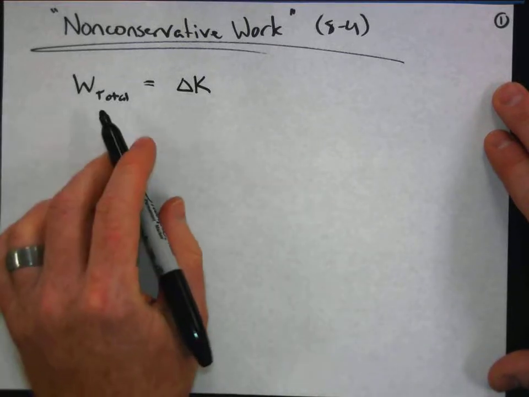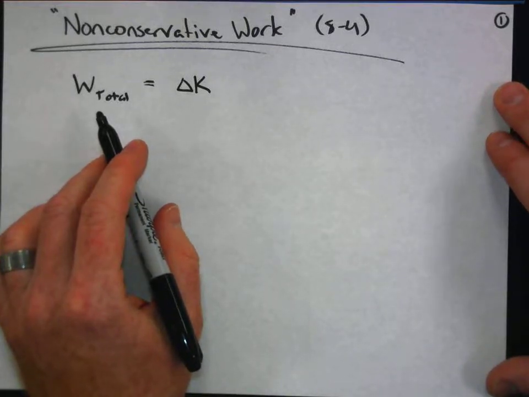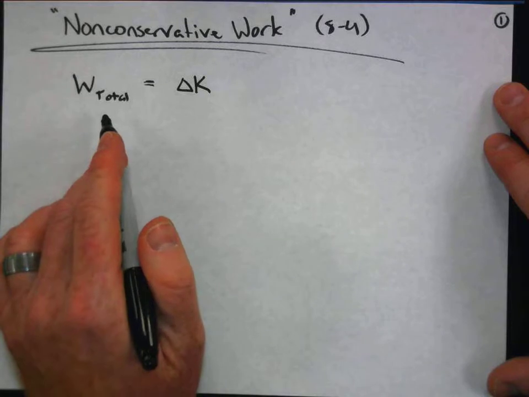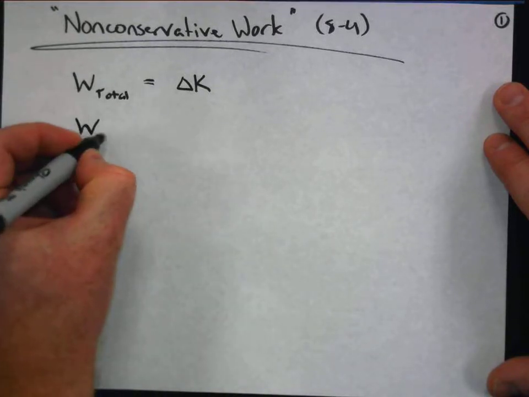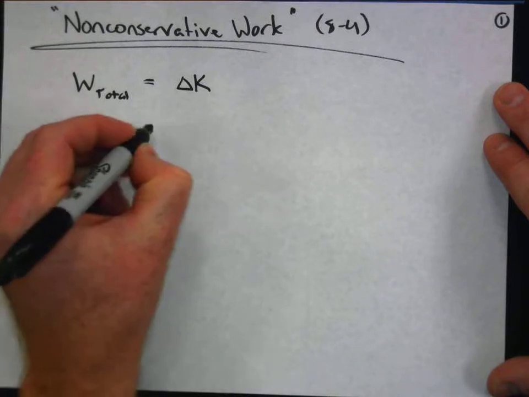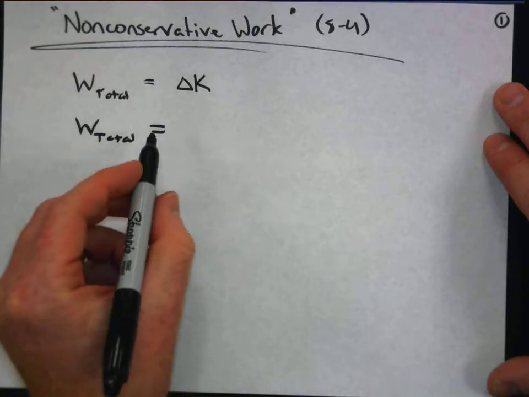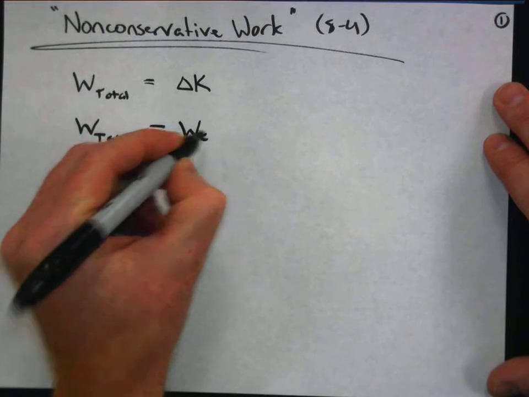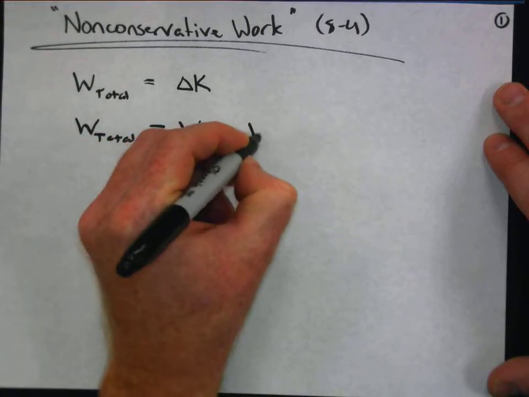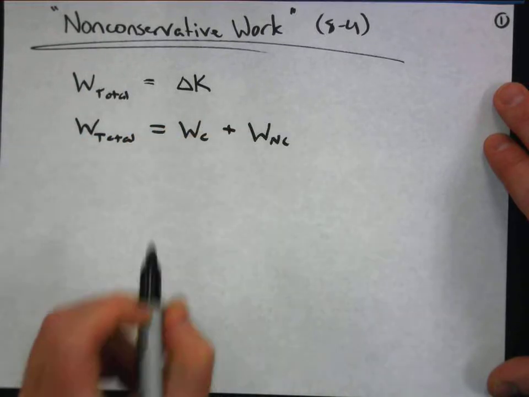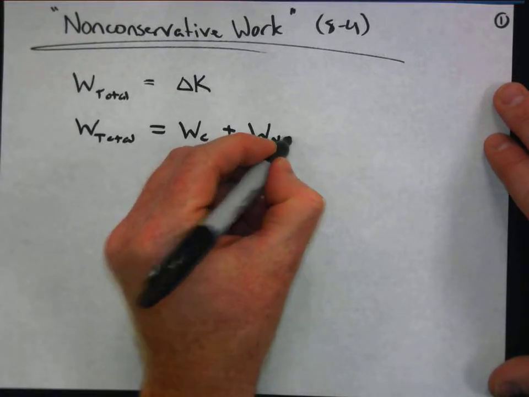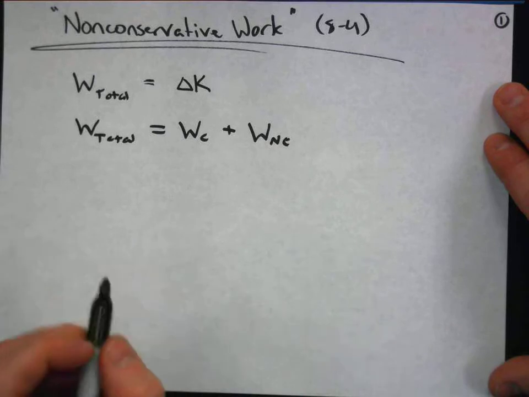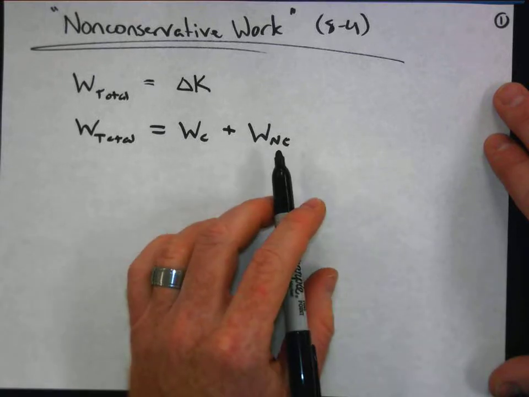But there's another way to look at the total work that is done. The total work might be due to both conservative and non-conservative forces at the same time. So for the total, we would simply add them together. We have work done by conservative forces, and we're going to simply add work done by non-conservative forces. Subscript C for conservative, subscript NC for non-conservative work, or work done by non-conservative forces.